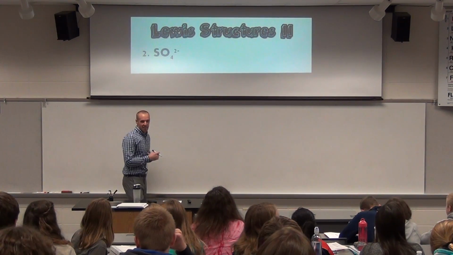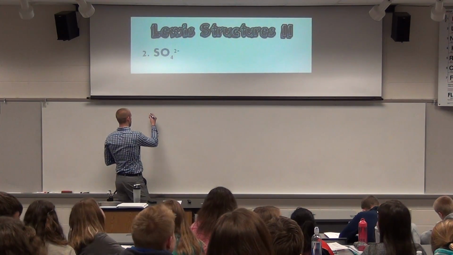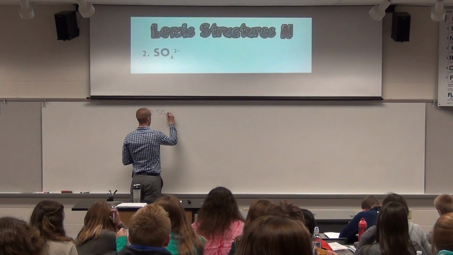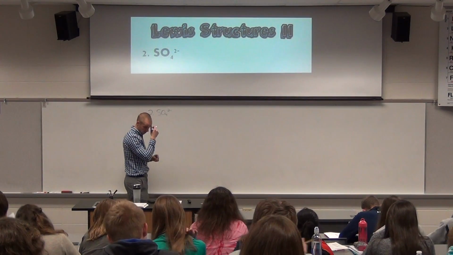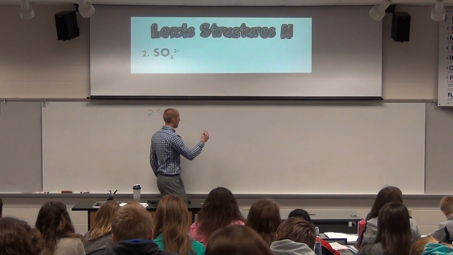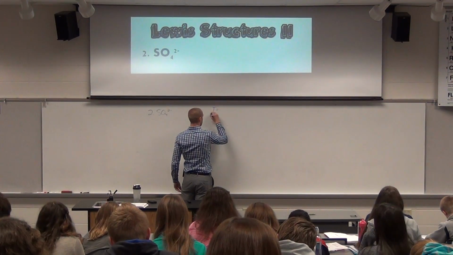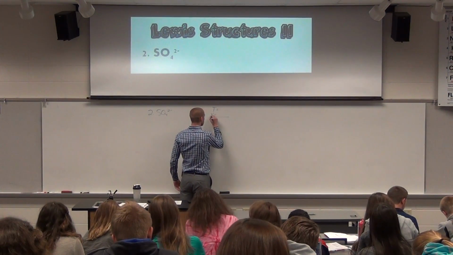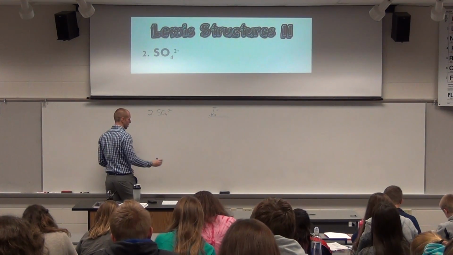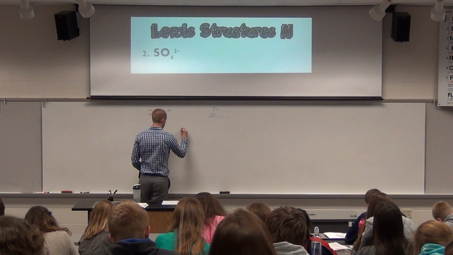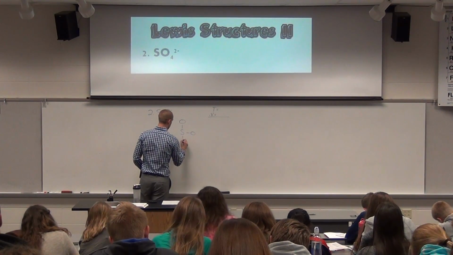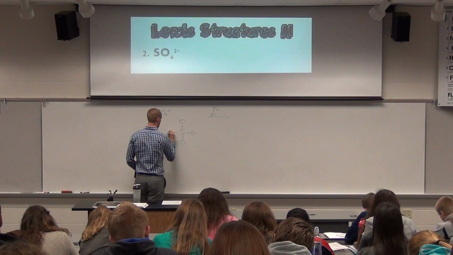Okay, cool. So, we're gonna do number 2 first. Number 2 is SO4 2 minus. We're always gonna do T and V. So the first thing we can do is we're just gonna write S in the middle, bonded to O, bonded to O, bonded to O, and bonded to O.